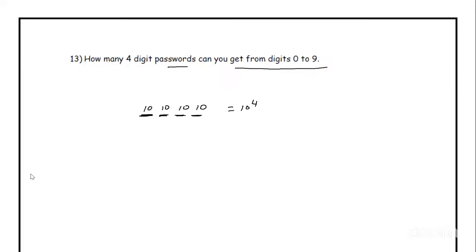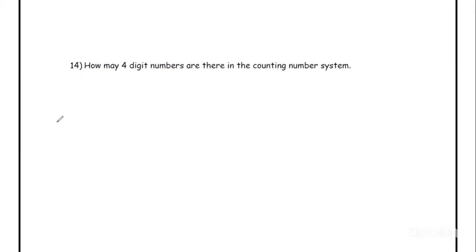So the question is, what if it's a number? I hope I have put that question in my handout. See, how many 4-digit numbers are there in the counting number system? In the counting number system, you don't have a number beginning with 0. You have a number beginning with 1. Understood? So I could have probably rephrased this as how many 4-digit numbers are there in the natural number system. The natural number system begins with 1, right? Basically the counting number system. So the first digit cannot be 0. Remember, the first digit cannot be 0.